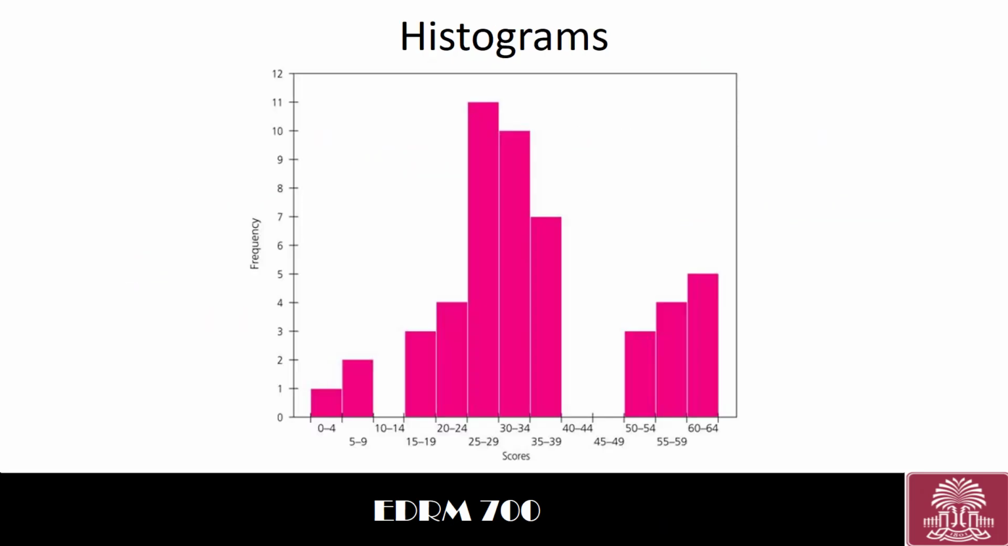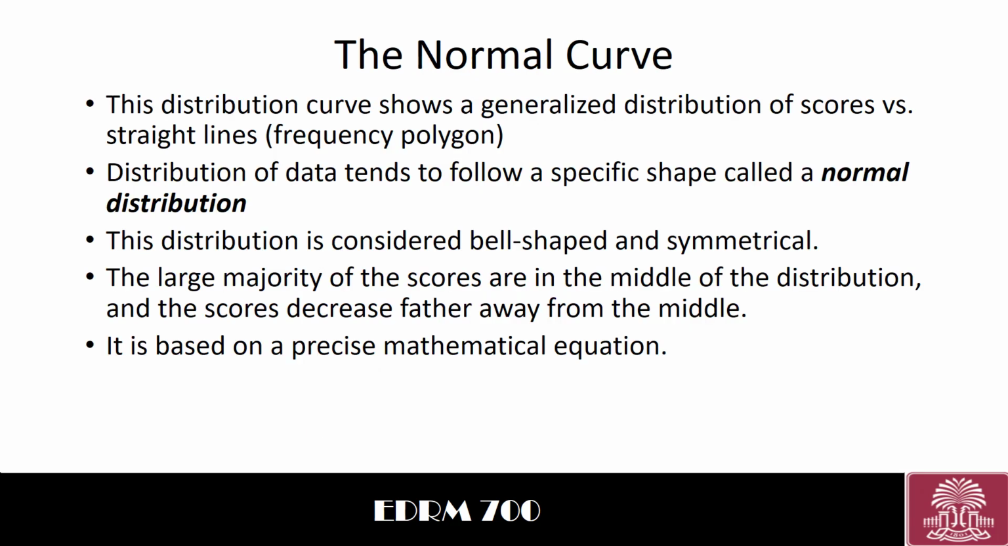Here is an example of a histogram. The stem and leaf plot is similar. It shows values in the graph. Imagine that we can even add another group to the histogram with different colors of bars to show differences between two groups. Normal curve. This distribution curve shows a generalized distribution of scores instead of straight lines like with frequency polygons.